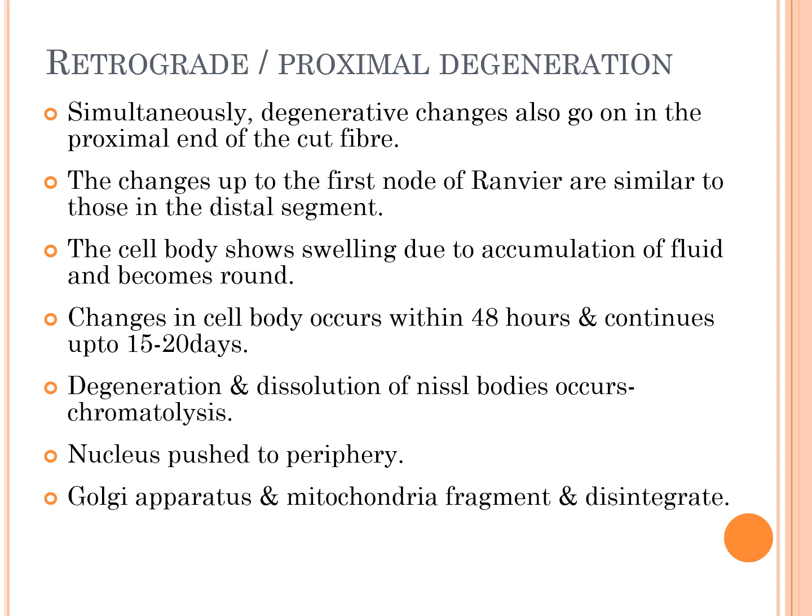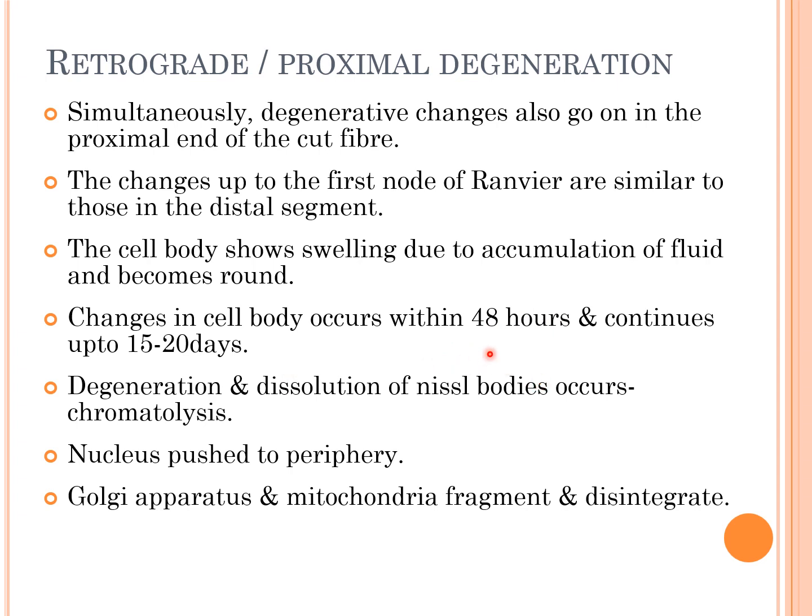So what are all the changes which occur in the cell body? There will be collection of fluid within the cell body. Because of that, the cell body will swell up and become round, and because of this, the nucleus will be pushed to the periphery, and disintegration and dissolution of Nissl bodies will occur. This forms fine dust-like Nissl granules, and finally they will disappear, and this process is called chromatolysis, and these changes will occur within 48 hours.